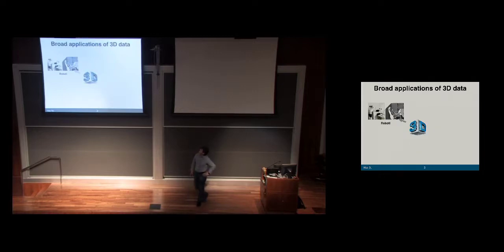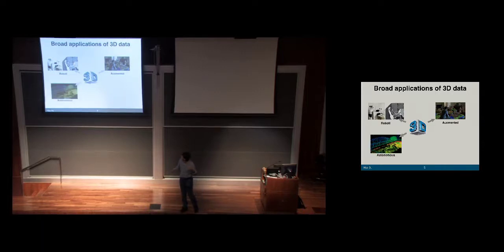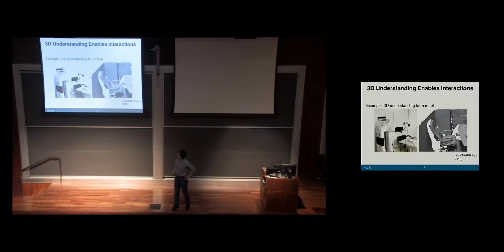3D data has very broad applications. For example, in robotics, the robot perceives the environment through its 3D sensors. In augmented reality, you overlay 3D models on top of your glasses. In autonomous driving, the cars have to understand the world, recognizing pedestrians and moving vehicles through the 3D point cloud. And in medical image processing, you're also seeing more and more 3D data, like CT data and fMRI data. So all in all, you have so many important 3D understanding problems. And I like to argue that 3D understanding itself is the key towards enabling interactions.